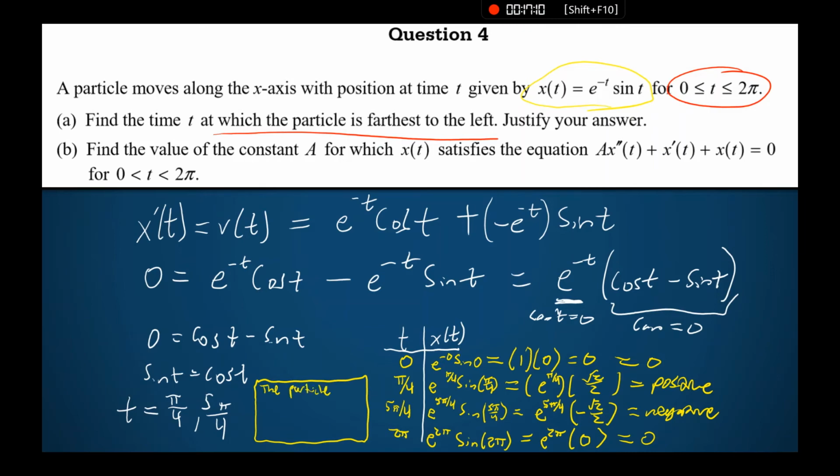The particle is farthest to the left when t equals 5 pi over 4. Any questions on how we did that?